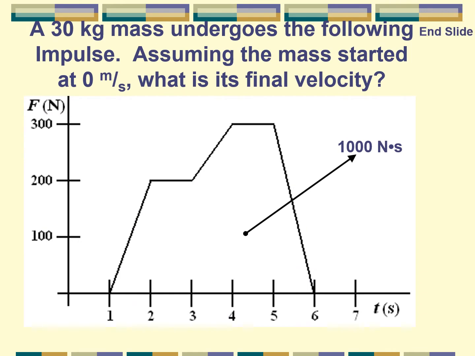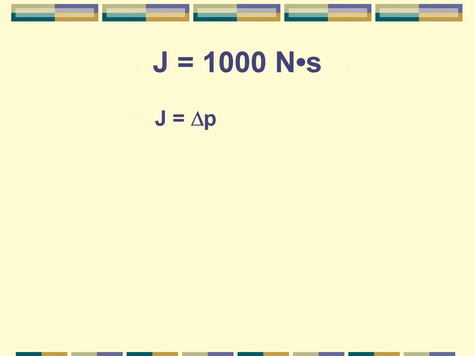Next example, we know this graph from before where we have 1,000 Newton seconds. The 1,000 Newton seconds, that's the total impulse for this graph. So let's suppose we have a 30 kilogram mass undergoes the following impulse, which we already know to be 1,000. Assume that the mass started from 0 meters per second. What's the final velocity? All right, so we start with our equation where impulse is going to be equal to change in momentum. We got the mass is 30 kilograms.